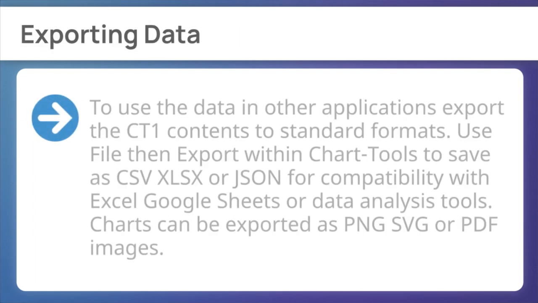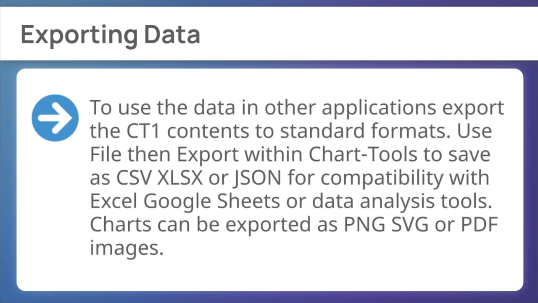Next, exporting data. To use the data in other applications, export the CT1 contents to standard formats. Use File, then Export within Chart Tools to save as CSV, XLSX, or JSON for compatibility with Excel, Google Sheets, or data analysis tools. Charts can be exported as PNG, SVG, or PDF images.